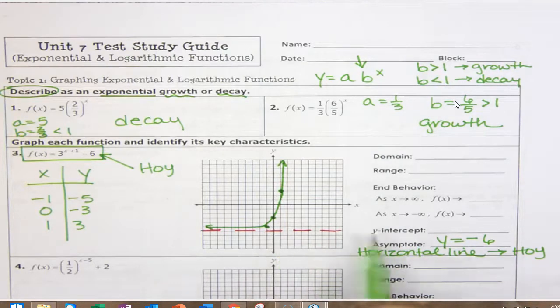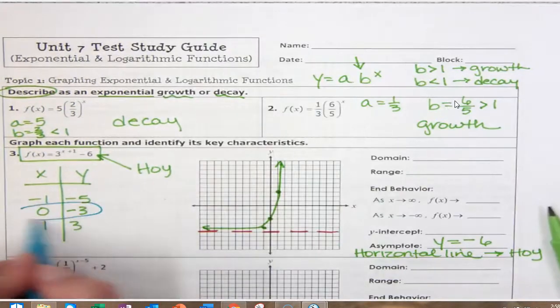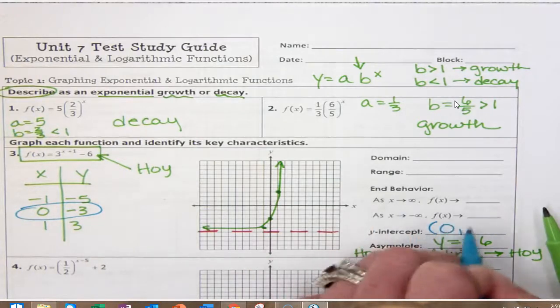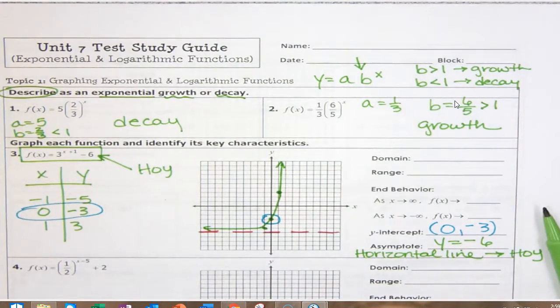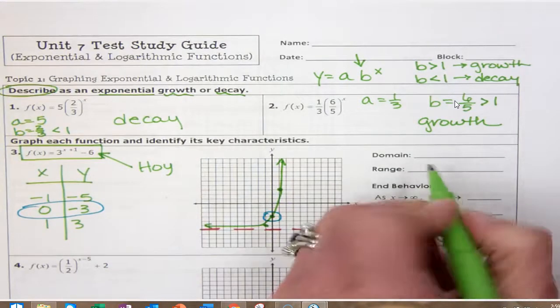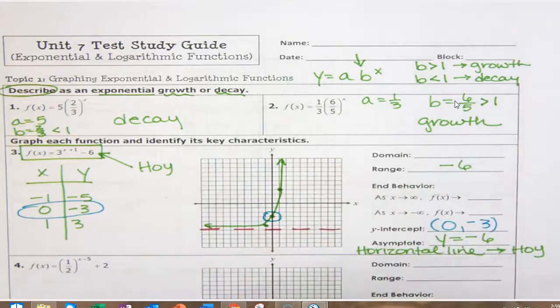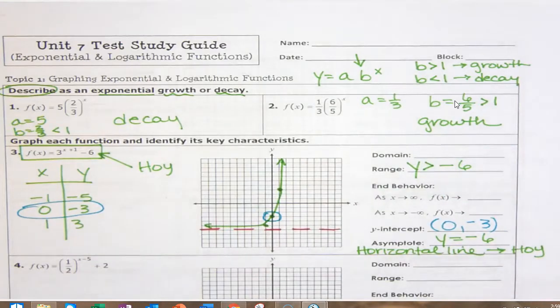Now, my y-intercept. Well, I know my y-intercept is going to be where x equals 0. 0, -3, right? I can certainly find that on the graph. My range, going from the very bottom to the very top, where does the range begin? It doesn't touch, but it gets very, very close to -6. Y has to be greater than -6. It's not greater than or equal to because it won't ever touch that asymptote.